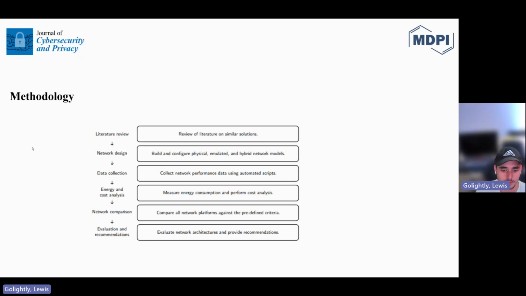The energy cost analysis, so measuring energy consumption and performing cost analysis based on the overall cost of the system. For example, GNS3 has different costs to SEED Internet Emulator, as GNS3 uses Cisco devices. So there is an inherent cost in purchasing the appliances in GNS3, whereas in SEED Internet Emulator, it just uses a sort of Kali Linux-based host. The network comparison compares all network platforms against predefined criteria. We focus on bandwidth, throughput, latency, jitter, and energy consumption to base our comparison, and we provide evaluation and recommendations based on the architecture and the results that were found.